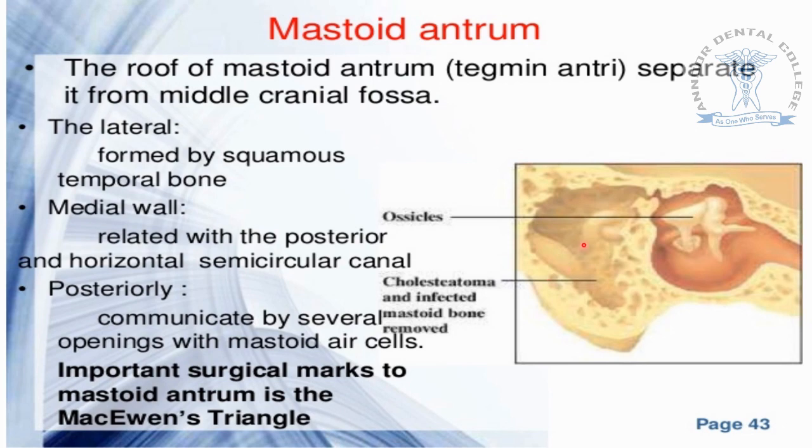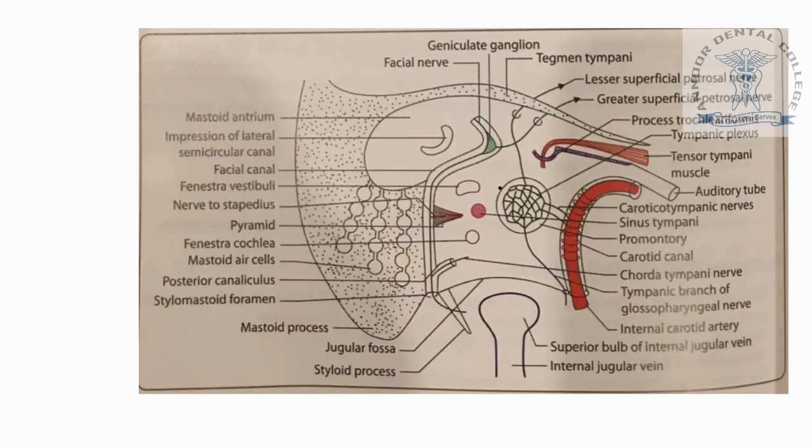This mastoid antrum is an important surgical landmark and it lies 1.25 cm deep to the suprameatal triangle. In this figure, we can see all the features of the walls of the middle ear cavity, and you must draw this diagram.